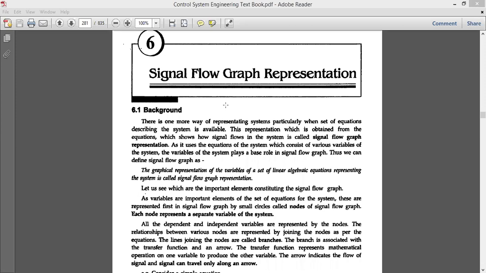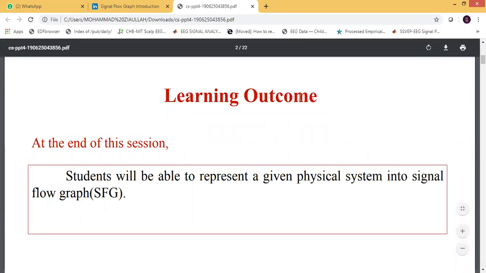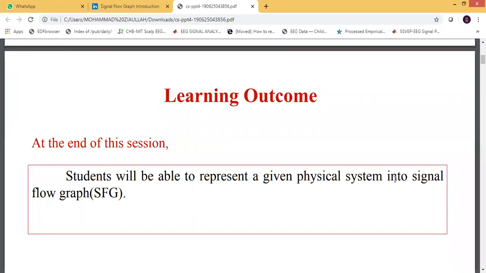Here we don't have any rule for the signal flow graph. Here we have some techniques, some properties of signal flow graph. Before going to signal flow graph representation and studying it, let us try to define what a signal flow graph is. The outcome of this session will be that you will be able to represent the given physical system as a signal flow graph. This is the outcome of today's session.